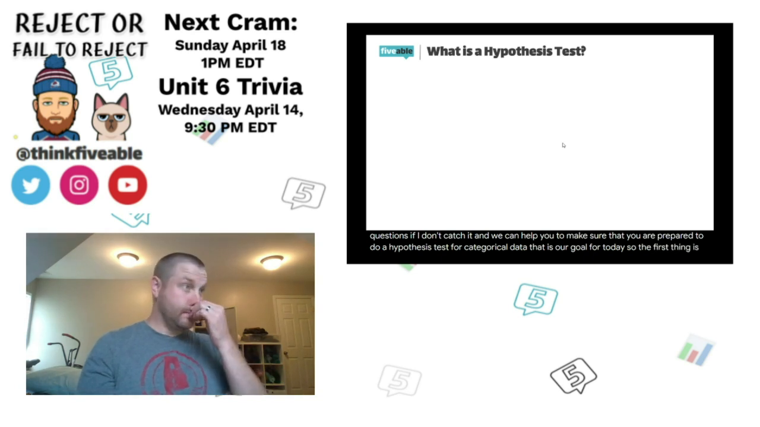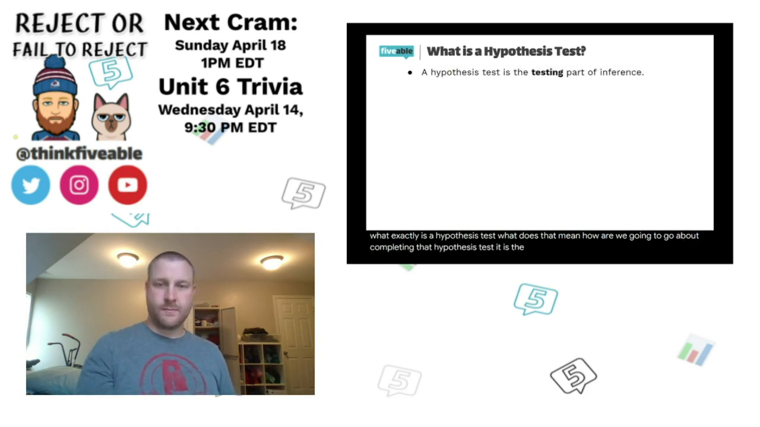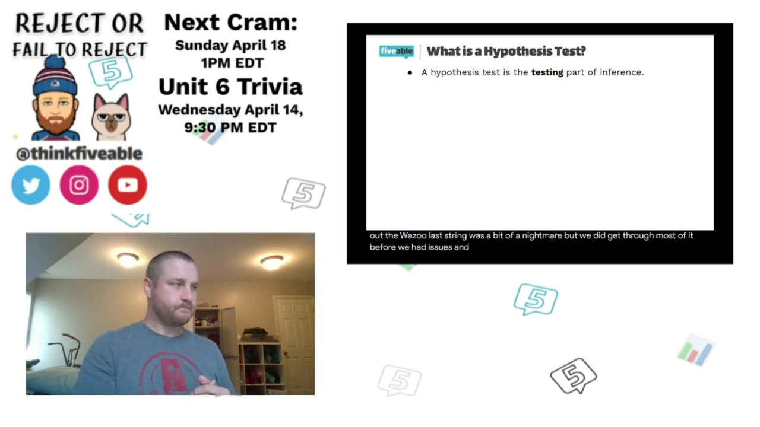So the first thing is, what exactly is a hypothesis test? What does that mean? How are we going to go about completing that hypothesis test? It is the testing part of inference. So remember last week, we started with confidence intervals. Of course, we had technology issues. The last stream was a bit of a nightmare, but we did get through most of it before we had issues. And we talked about how a confidence interval is used to make a prediction about a population. So with a hypothesis test, we are going to be given a value about our population. So we're going to be given something that we're comparing our sample to.